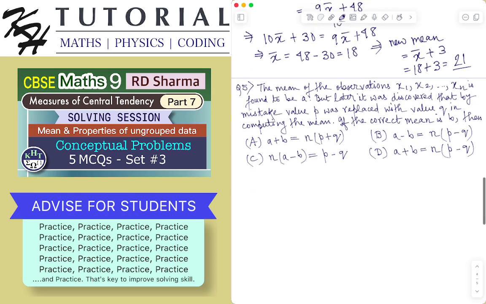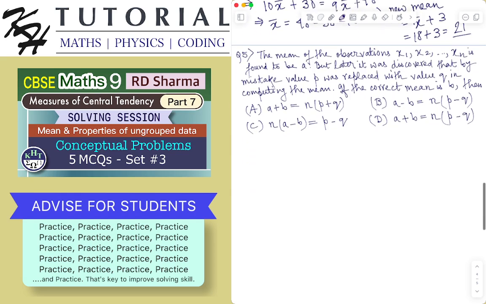Let's see the next problem, the last problem. The mean of the observations x1, x2 up to xn is found to be A, but later it was discovered that by mistake value P was replaced with value Q in computing the mean. If the correct mean is B, then we have to select which choice is correct. That is, we have to select the correct relation between A, B, P, Q and N.